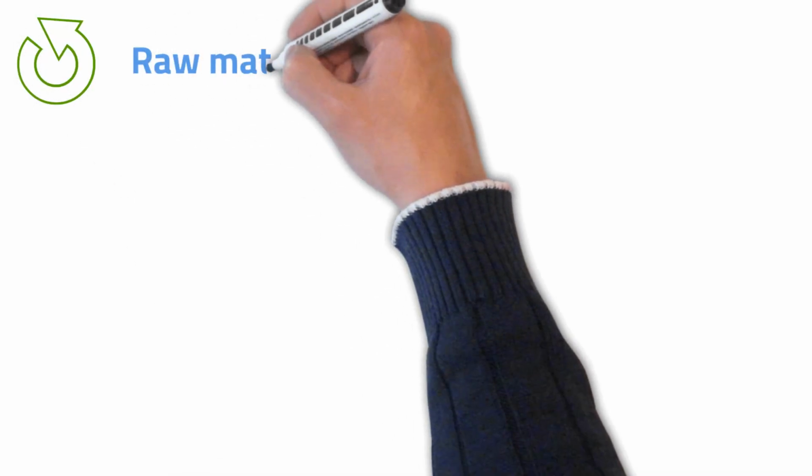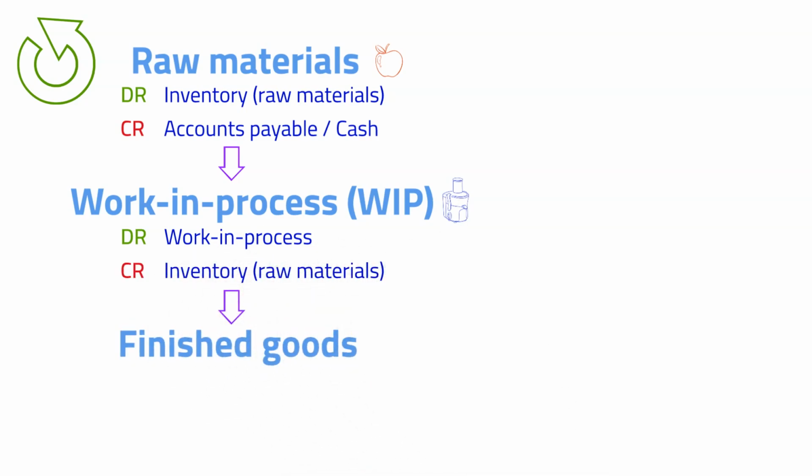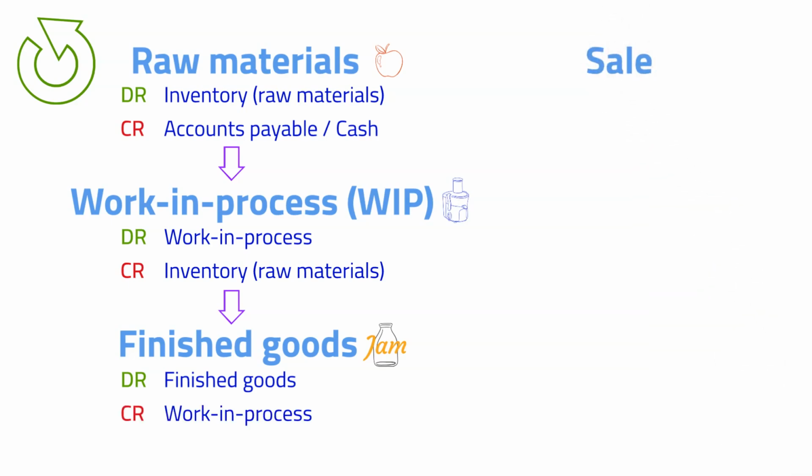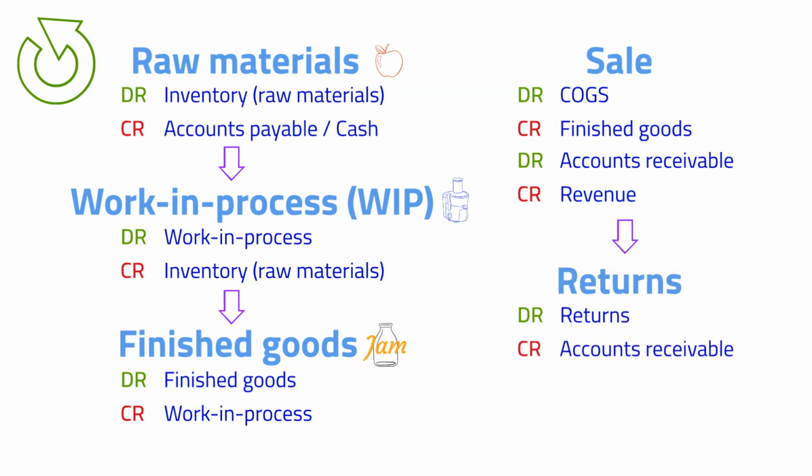And here is the full path in one picture. Purchase of materials, debit raw materials, credit accounts payable or cash. Materials to WIP with labor and overhead, debit WIP, credit raw materials. Completed cost to finished goods, debit finished goods, credit WIP. Sales recorded, cost moves from finished goods to COGS, debit COGS, credit finished goods, and the sale itself, debit trade receivables, credit revenue. Returns happen, debit returns, credit receivables, and for the jam jars, debit finished goods, credit COGS.